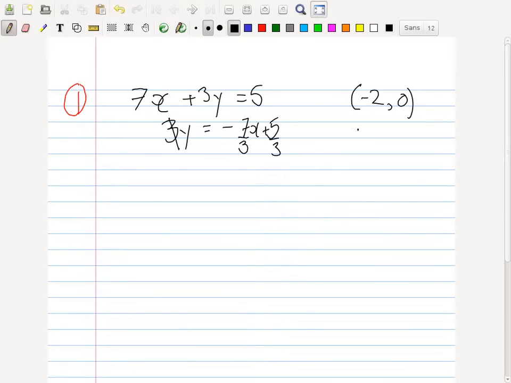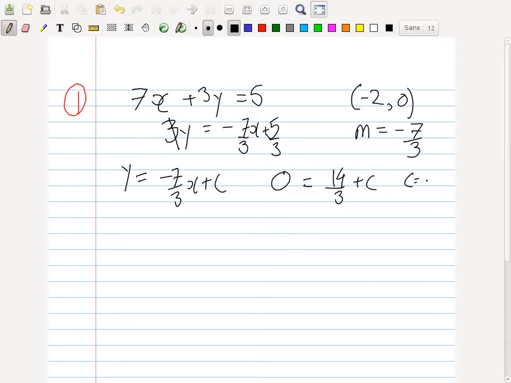So what's the m? Minus 7 over 3, yeah. So I have y equals mx plus c. Now I use my point to find the c. 0 equals 14 over 3 plus c. So c equals minus 14 over 3. So my answer is y equals minus 7 over 3 x minus 14 over 3.